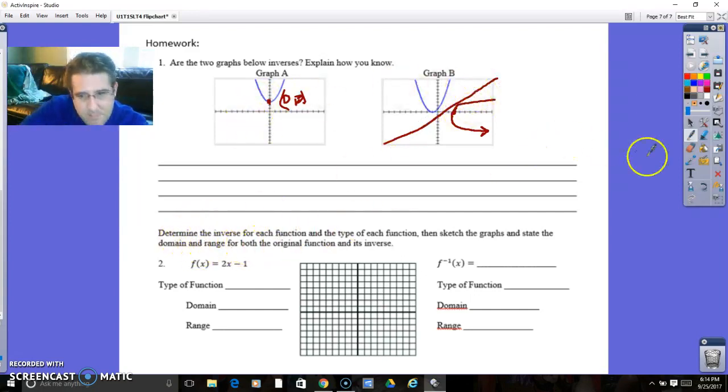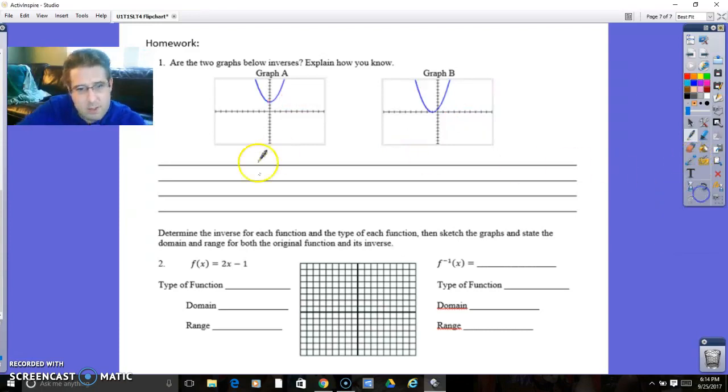All right, determine the inverse of each of the functions. I'll let you write that in your own words right here. The reason why, just listen to what I just said. Determine the inverse of each function, then type it and the type of each function. Then sketch the graphs and state the domain and range for each.